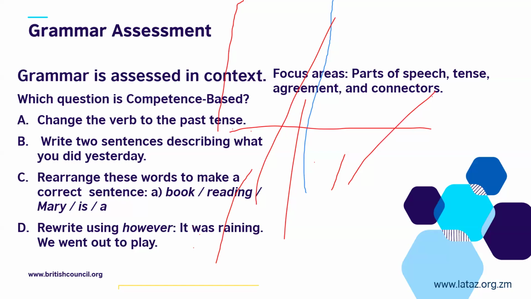Change the verb to the past tense. So you write the verb have. You ask the learners, let us change this verb to the past tense. Write 2 sentences describing what you did yesterday. Now learners have to bring out the competence on how to use the past tense here. That is what you are interested in. Rearrange, okay? This is logical reasoning. A learner gets: book, reading, Mary is a. So learners should reconnect this: Mary is reading a book. Critical thinking is there. Logical reasoning application is there.